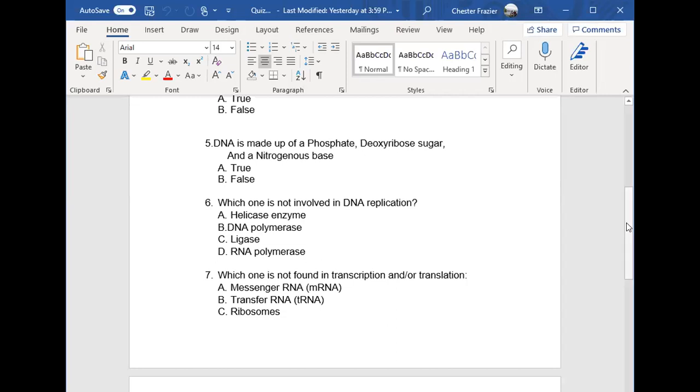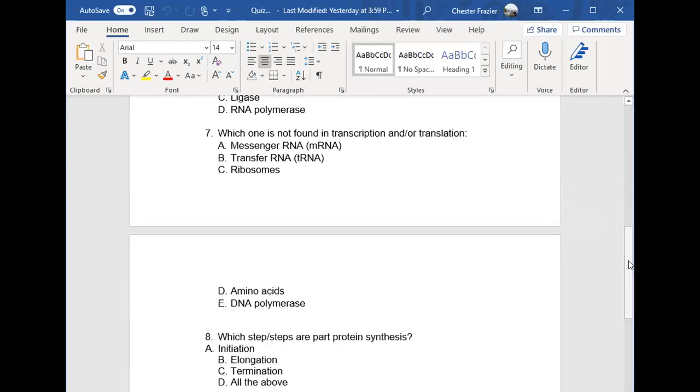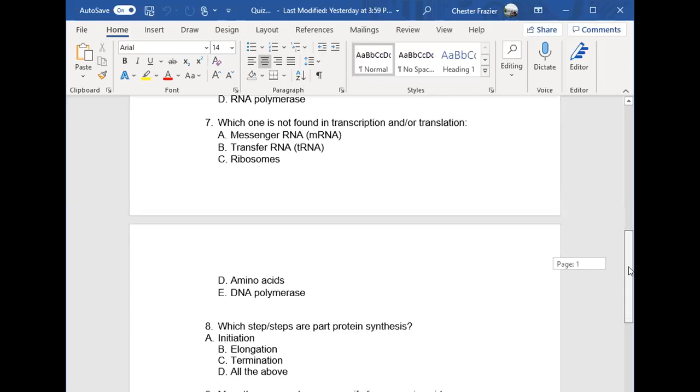Does anybody know what the 3 different kinds of RNA are? Question 7 kind of tells you that. So which one is not found in transcription and or translation? So you have message RNA, transfer RNA, you have ribosomes, you have amino acids, and DNA polymerase. So which one of those is not involved in transcription or translation? It's the DNA polymerase, which is involved in the replication of DNA.